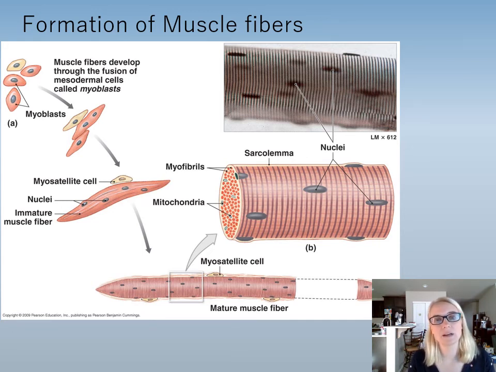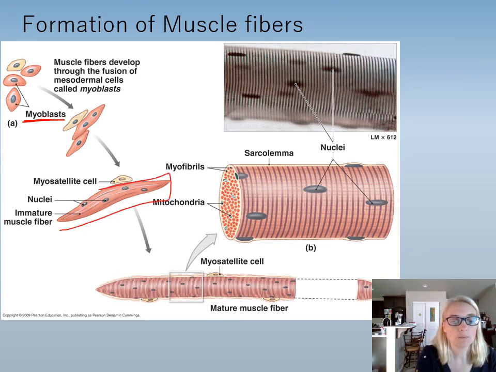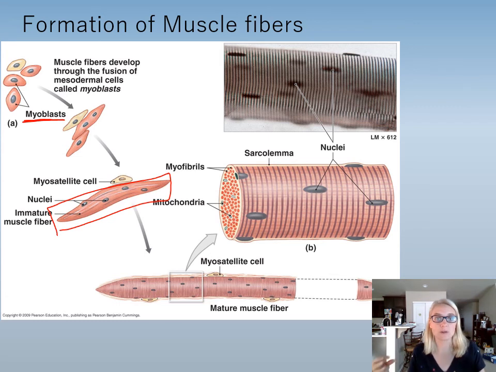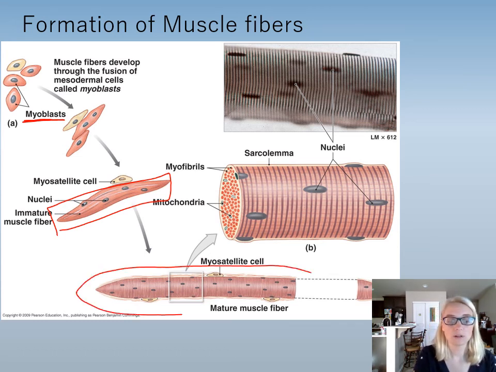Well, it happens in fetal development. So we have these stem cells called myoblasts. So a whole collection of myoblasts. One of them kind of stays off to the side and will eventually become what we call a myosatellite cell. But all the rest of these individual myoblasts will fuse together, nuclei and all, to create one long muscle fiber. So this will eventually grow and connect with its mysiums to the tendons of the bone and wherever the muscle is hooking to. And what you end up with is an entire muscle with multiple nuclei.